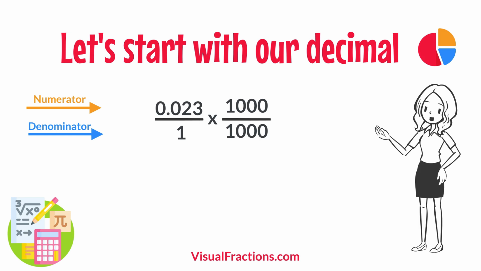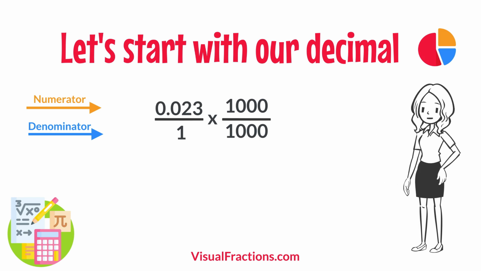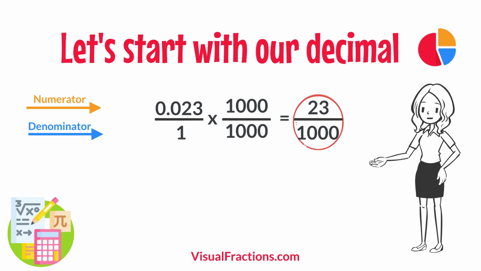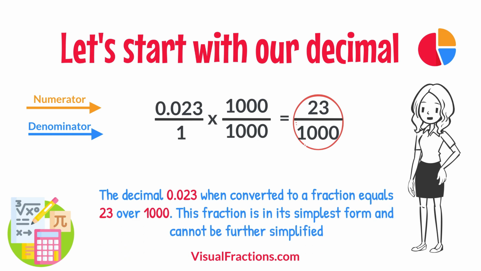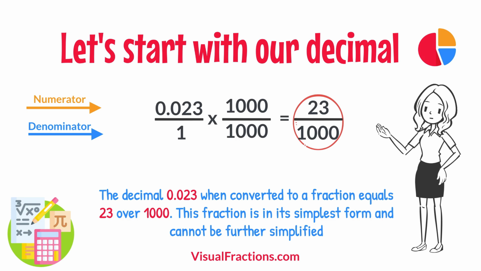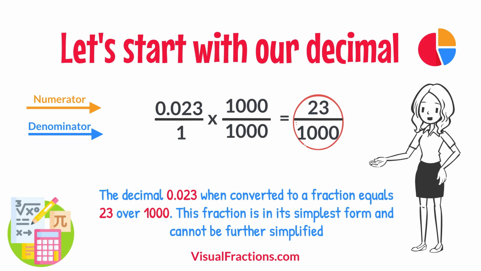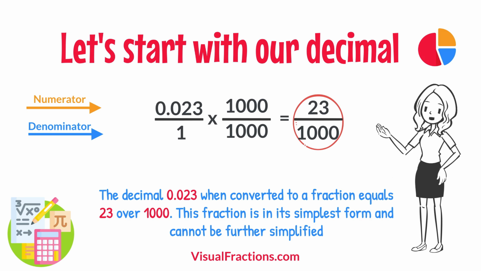So, 0.023 times 1000 gives us 23, and 1 times 1000 gives us 1000. This translates 0.023 to the fraction 23 over 1000. And there you have it. The decimal 0.023 when converted to a fraction equals 23 over 1000. This fraction is in its simplest form and cannot be further simplified.